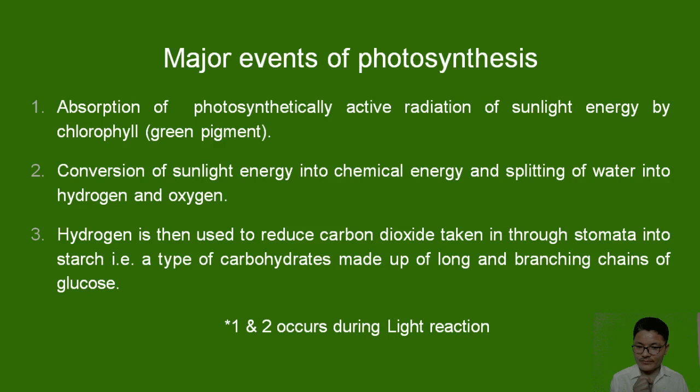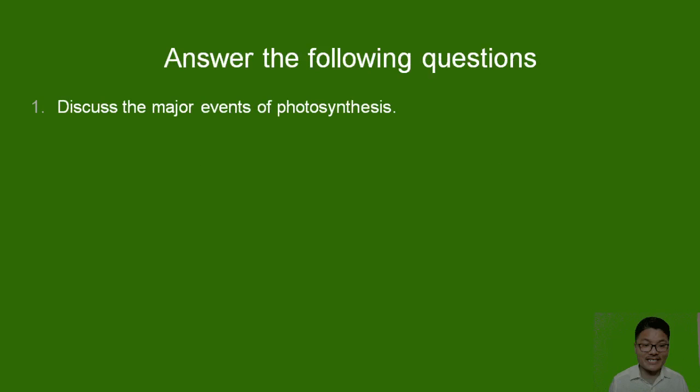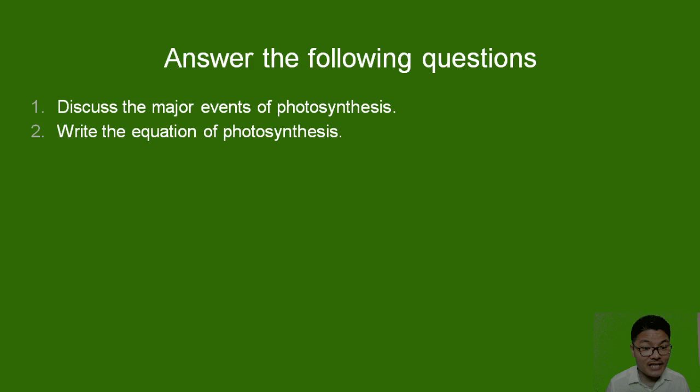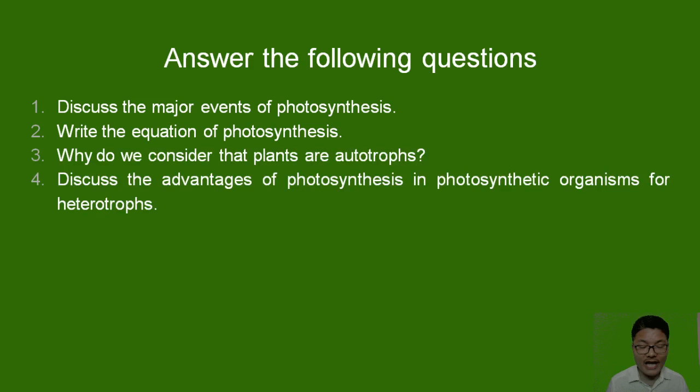So with this, we have understood a little detail about photosynthesis. Now in the higher classes you will study in more detail. With this, you have to answer a few questions. First question is, discuss the major events of photosynthesis. Second, you have to write down the equation of photosynthesis. Third, why do we consider that plants are autotrophs? Fourth, discuss the advantages of photosynthesis in photosynthetic organisms for heterotrophs like us.